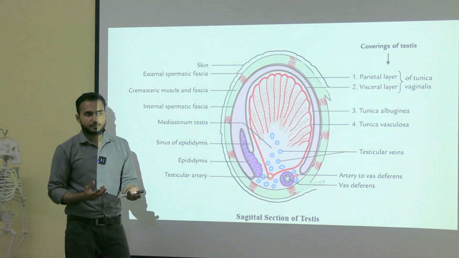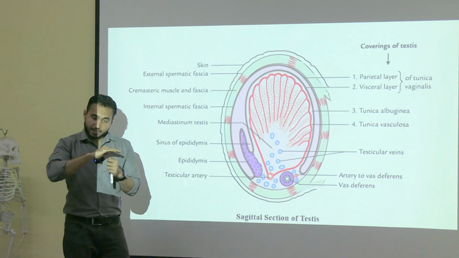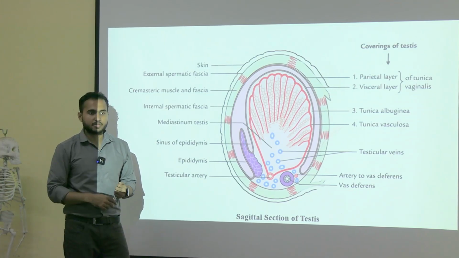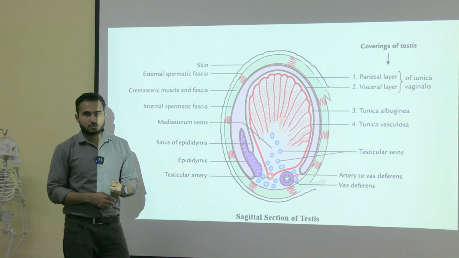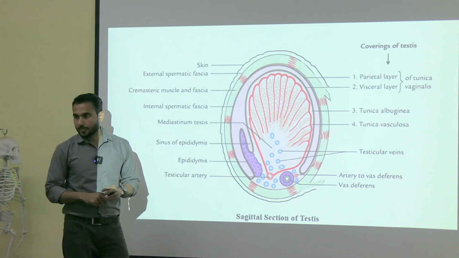What will be visible? What is inside the lobules? Seminiferous tubule. Now again you are taking the section of the seminiferous tubule. What will be inside the seminiferous tubules? Only two types of cells are there inside the seminiferous tubule. What are they?